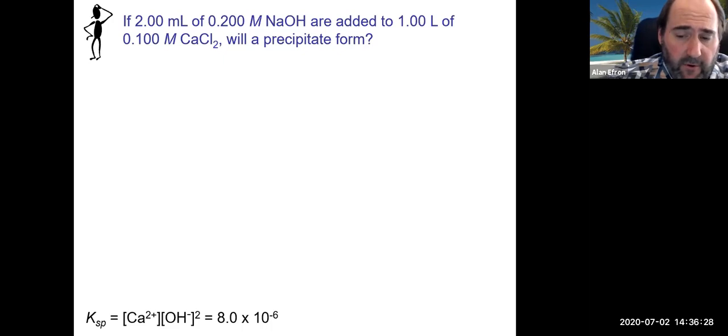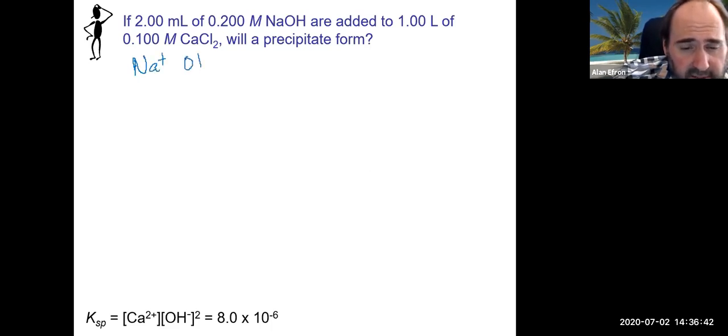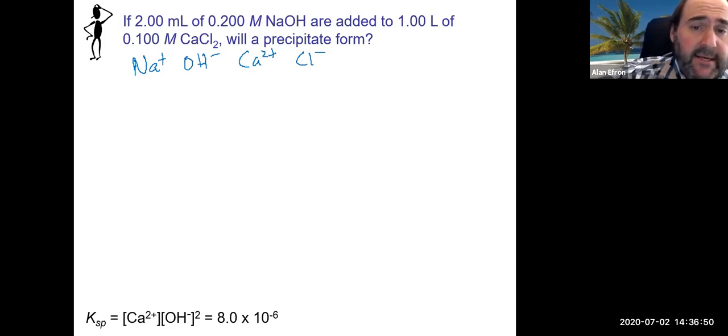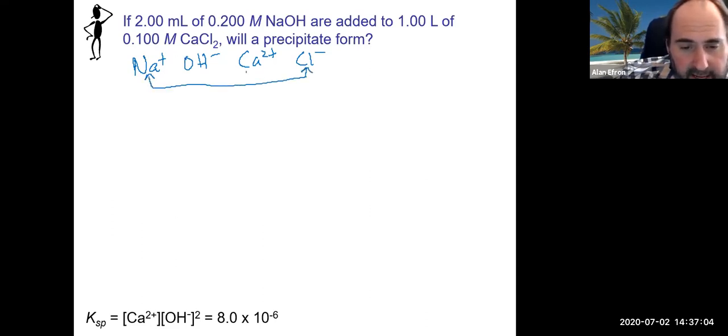Will a precipitate form? So the first thing you probably want to think about is your solubility rules and the ions that are present. Obviously, sodium hydroxide is a source of sodium ions and hydroxide ions. And calcium chloride is a source of calcium ions and chloride ions. Sodium hydroxide is a solution, right? Calcium chloride is a solution. So really the only things that could happen is the sodium will end up with the chloride, and the calcium will end up with the hydroxide.